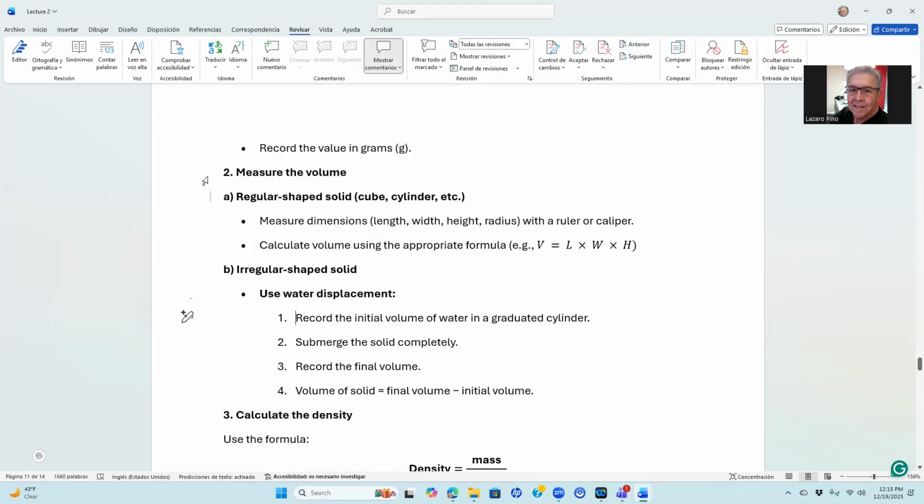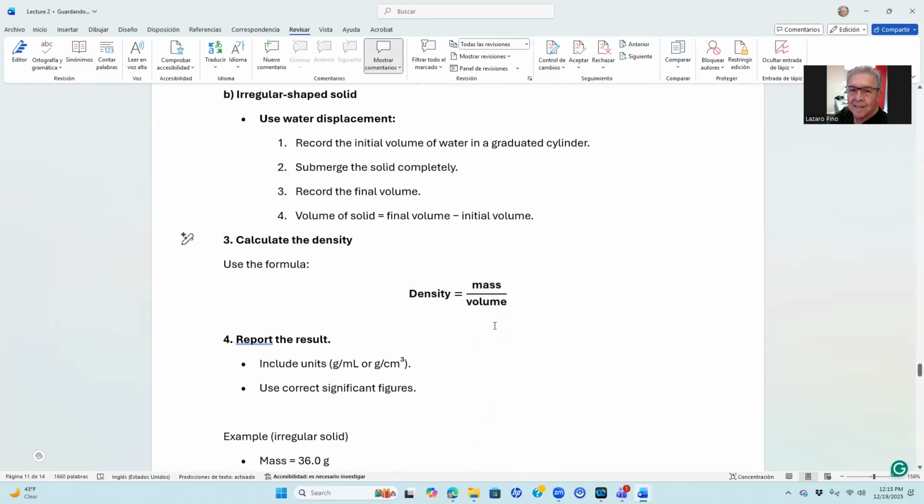For that, you are supposed to record the initial volume of water in a graduated cylinder. Submerge the solid completely. Record the final volume. Volume of solid equals final volume minus initial volume. 3. Calculate the density. Well, to calculate the density, we use the same formula as we have done before.